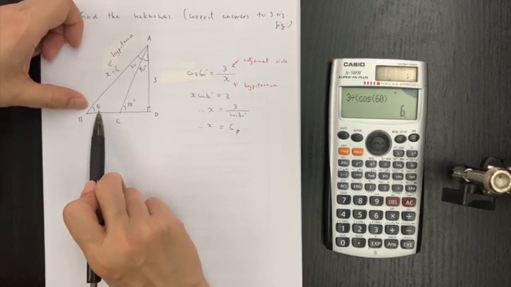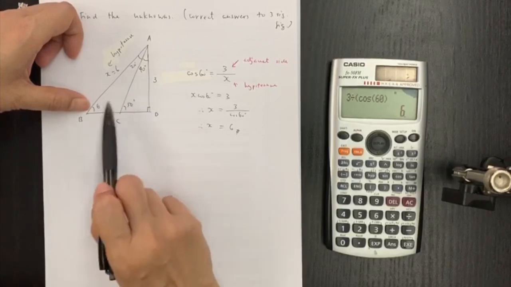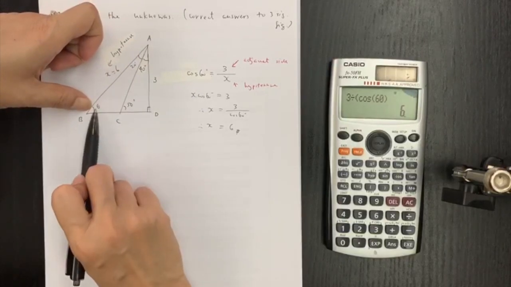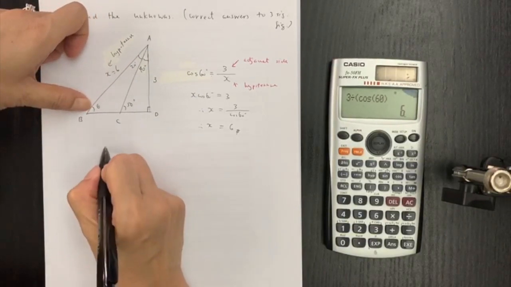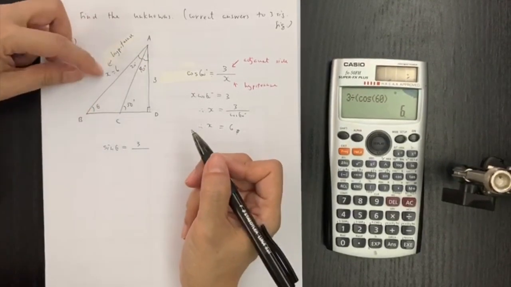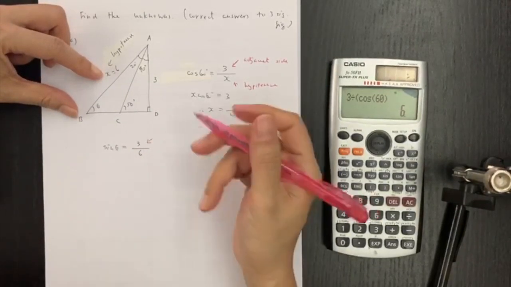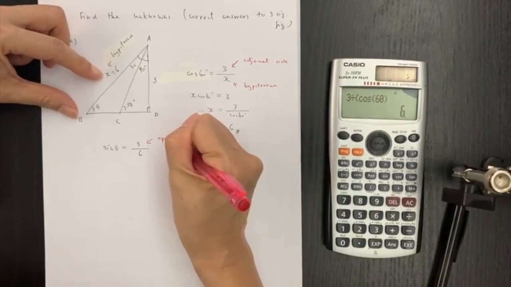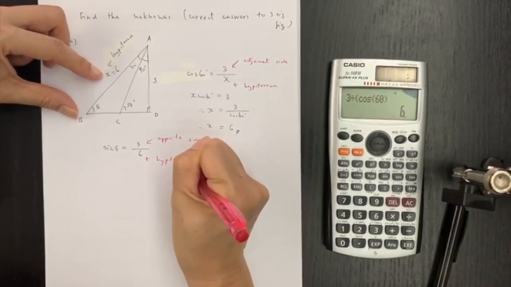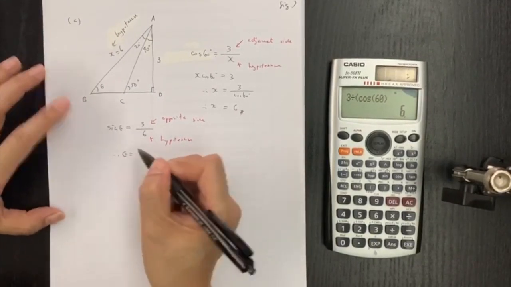Now we have enough information to find theta. If theta is here, this side is not adjacent to theta; this is the opposite side, right? So therefore, I need to use sine formula to find theta. So I have sine theta is equal to 3 over hypotenuse, and hypotenuse is 6. Sine theta is equal to opposite side over hypotenuse, like this, right? So therefore, I can use my calculator to find theta.